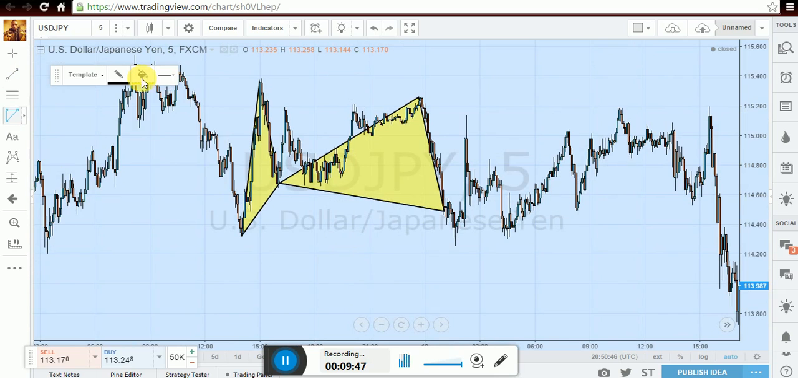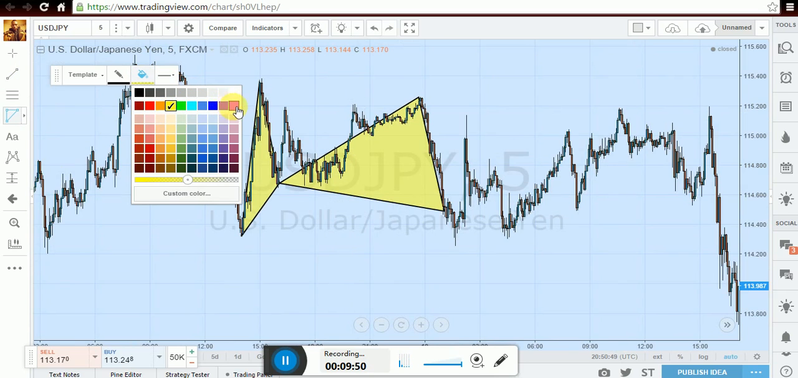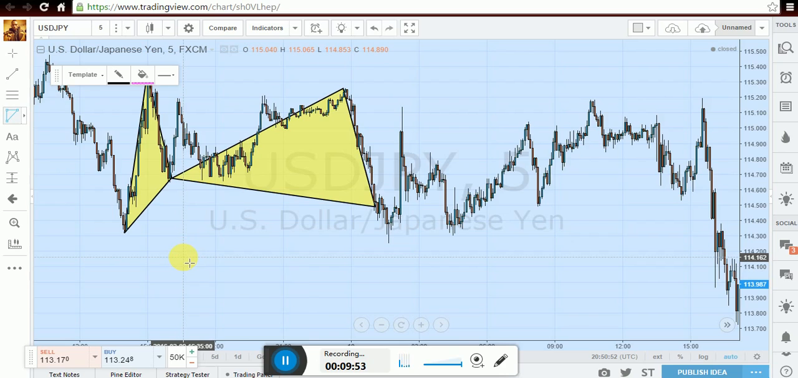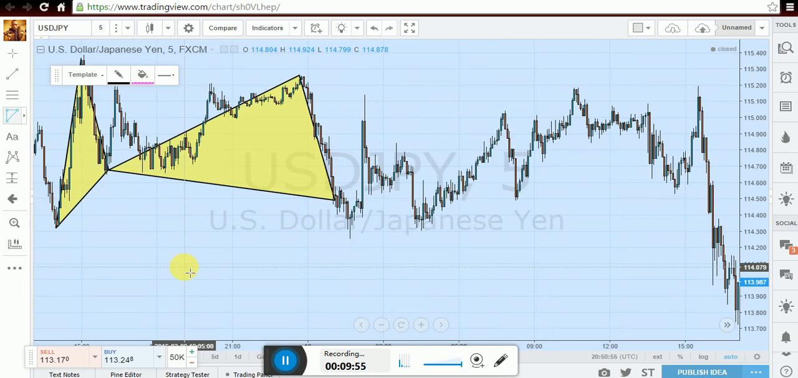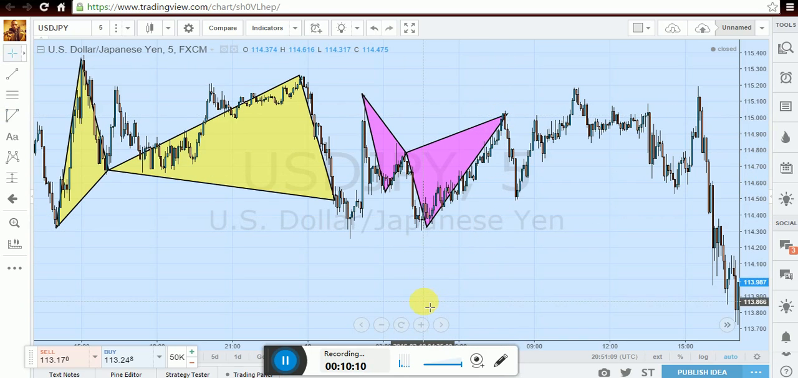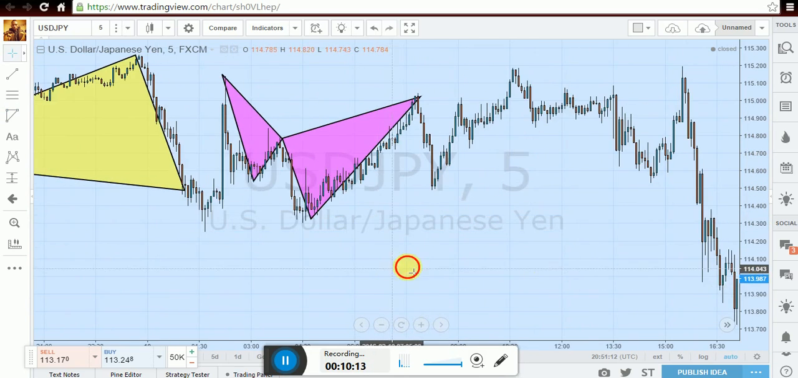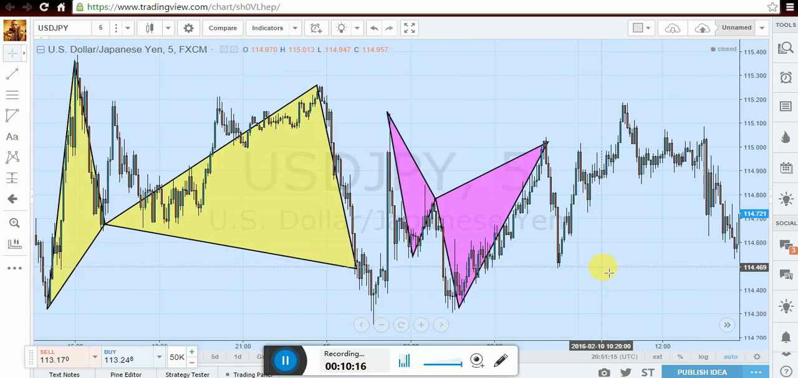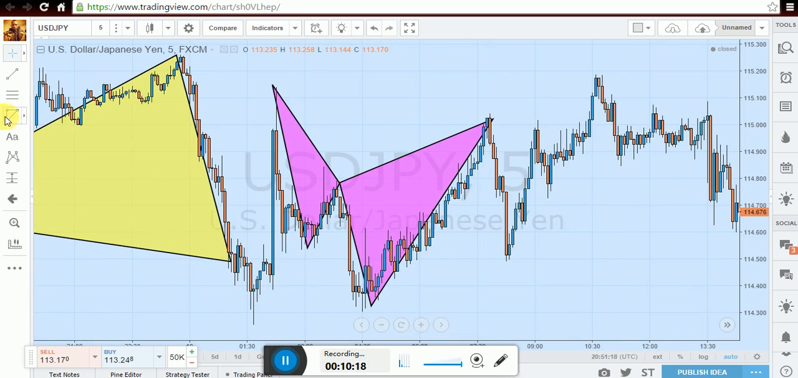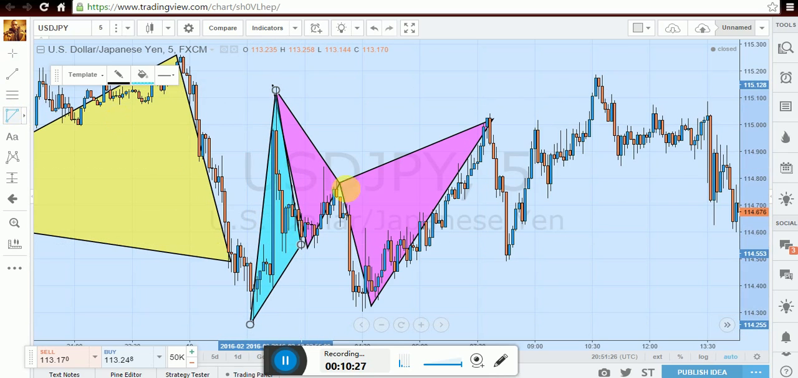What's the next pattern that we can see on this chart? If I move it a little bit forward, cipher pattern. Actually, I might have missed the pattern. I'm just looking at it right here. I might have missed the pattern right there. So let me go ahead and draw it for you. I might have missed a godly here. This is a godly pattern.